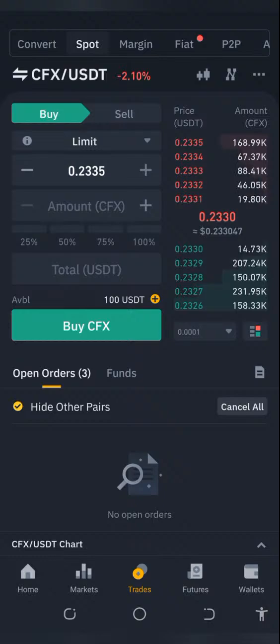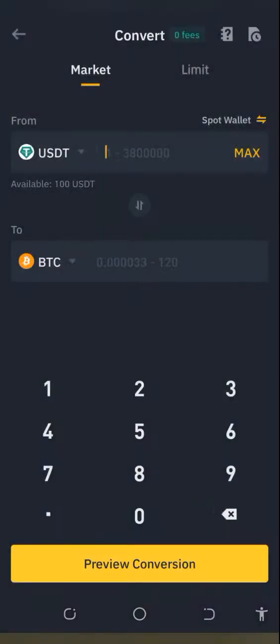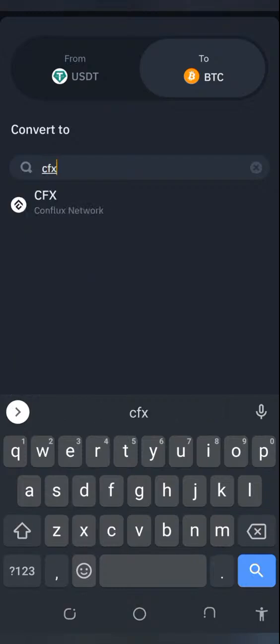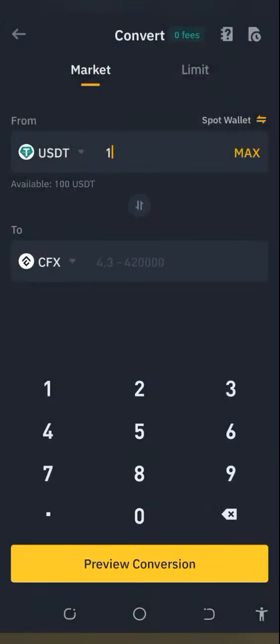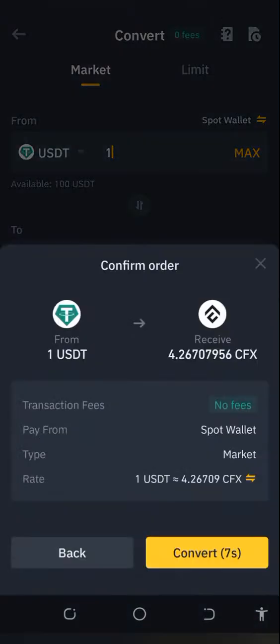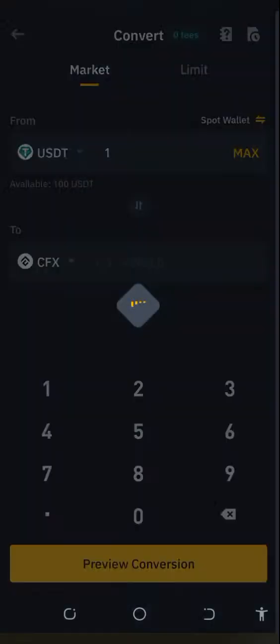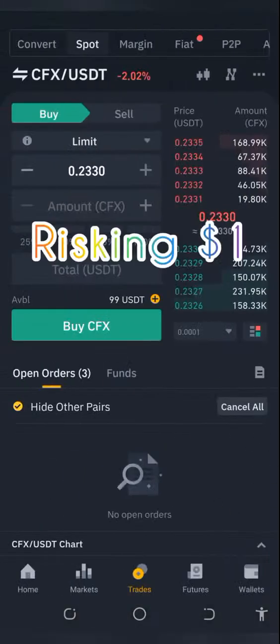So let's go into convert. I'm going to do this in convert. Okay, let's see how much we will get. Let's put $1 here. And then we go check for CFX. Okay. Can we change this? I don't know. Let's find this out. It looks like we can. Let's just go ahead and change this. So what do we have? We've got 4.26 CFX. Okay. Let's go ahead and do this. We're just risking $1. That's fine. So we have $99 left.